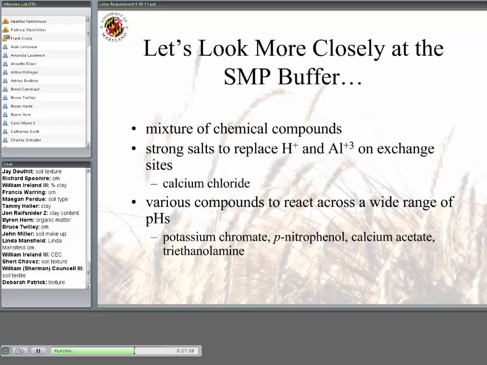You want a strong, highly soluble salt so you can replace the hydrogen and aluminum on the exchange sites and get them out in the solution where you can measure them. And you want a cocktail of compounds that reacts across a wide range of pH values. So in fact, the buffer pH that Schumacher, McLean, and Pratt developed had calcium chloride, potassium chromate, para-nitrophenol, calcium acetate, and triethanolamine, each of which buffered the system in a specific pH range. So it was a very well thought out system.